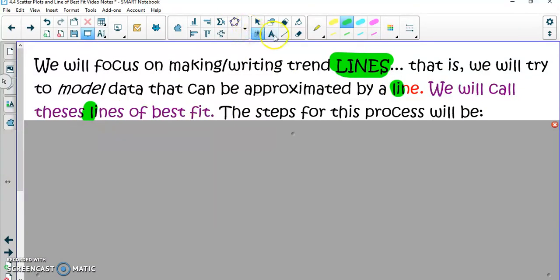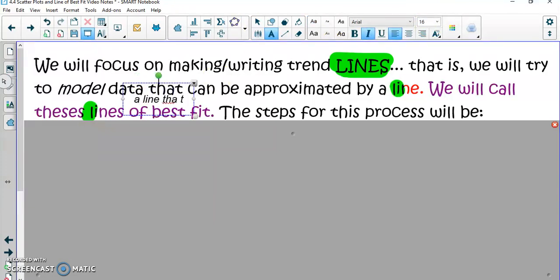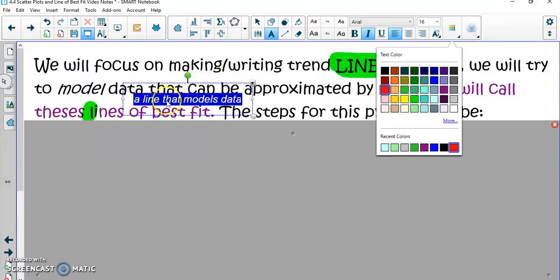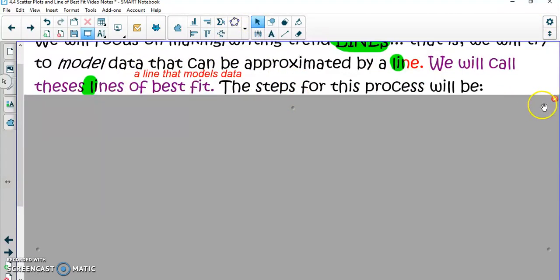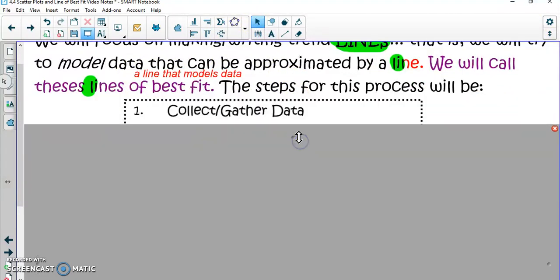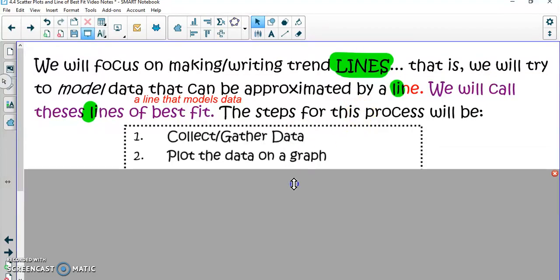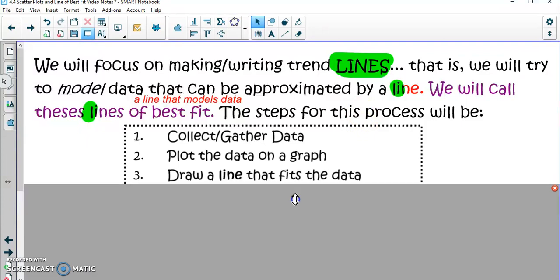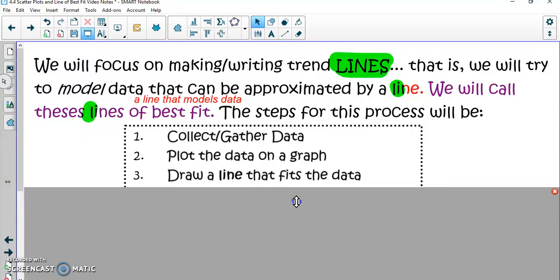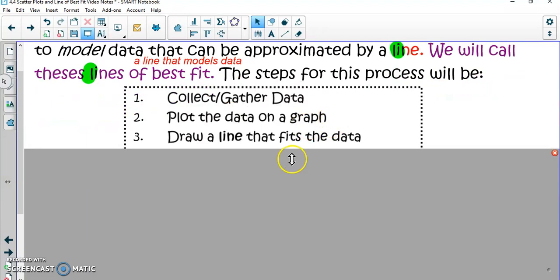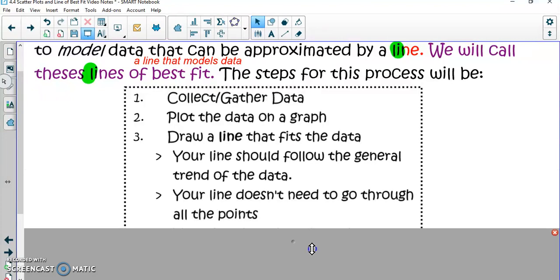So the line of best fit, if you want to write that down, is just a line that models data. When we do this, there'll be an overall trend. The first thing we need to do is obviously get our data, so we need to either collect it or be given that data. Once we have the data, we're going to plot it on a graph. Once we plot it, just like we were before, we can draw the line that tends to fit the data or represent the data's pattern. Once we have that line, we actually are going to write an equation of it.